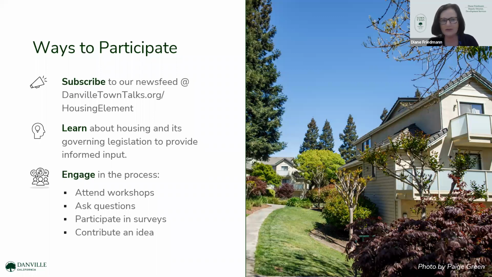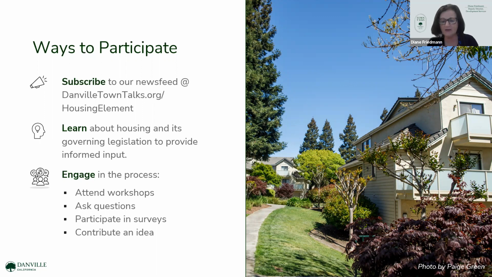So, ways that you can participate in this process. You can subscribe to the news feed at danvilletowntalks.org, housing element, and we send out regular updates weekly on what we're doing and how we're continuing our outreach. Learn about housing and the governing legislation to provide informed input. I provide a legislative update to the town council at the second town council meeting of the month, and we also have a legislative committee of the town council, where we review current, proposed, and pending legislation, and make decisions on how Danville advocates for or against legislation, such as the housing legislation that's coming.